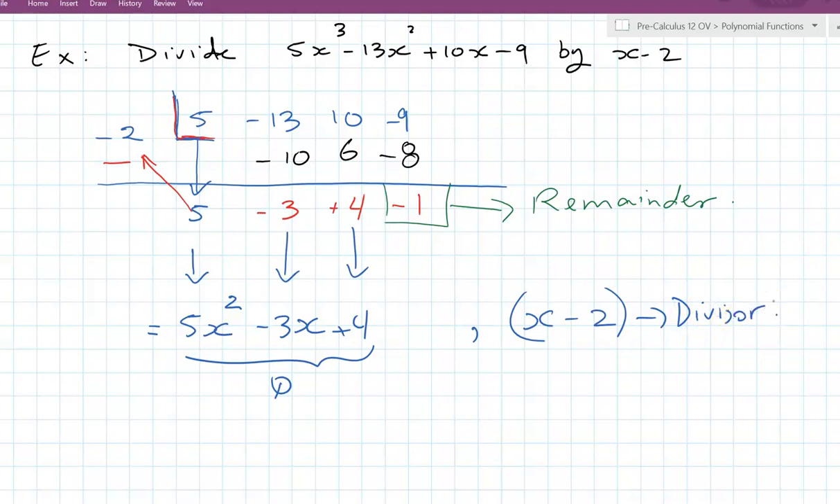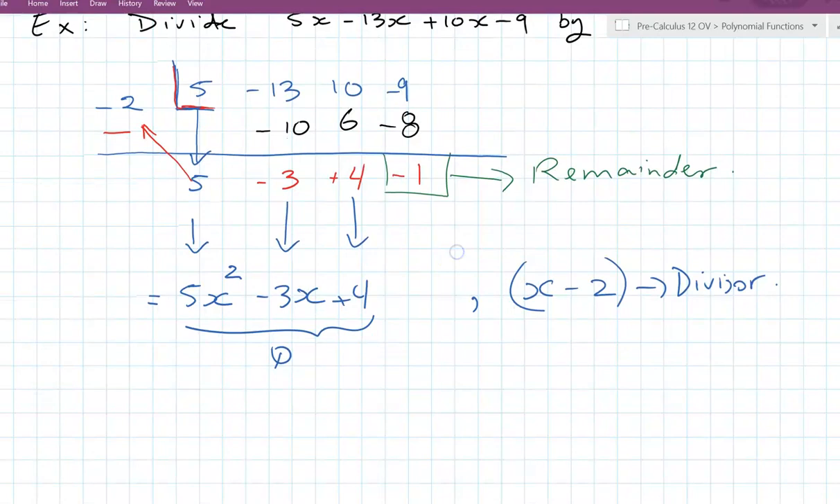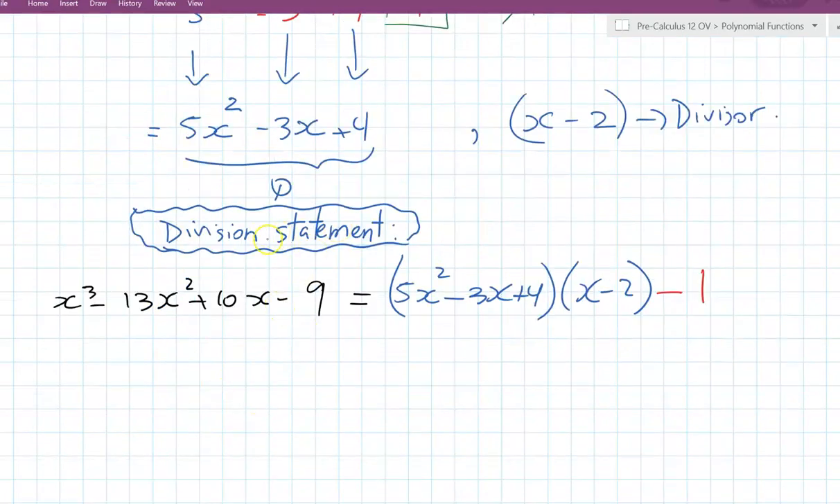Okay, now you can go right ahead and write the division statement. The division statement here is basically 5x squared minus 3x plus 4, which, if you remember, was your quotient. This is your divisor, and this is your remainder. Okay, that is it. Now, having said that, the remainder is negative 1. So therefore, you know that the quotient and the divisor cannot be factors of this polynomial. Okay, if this was 0, then they would have been factors.